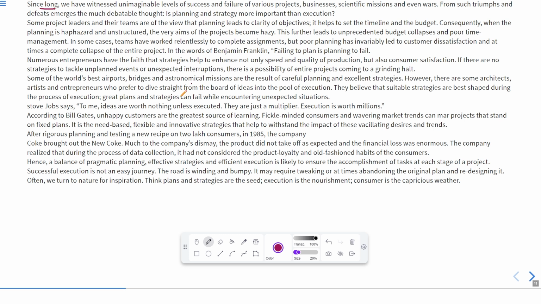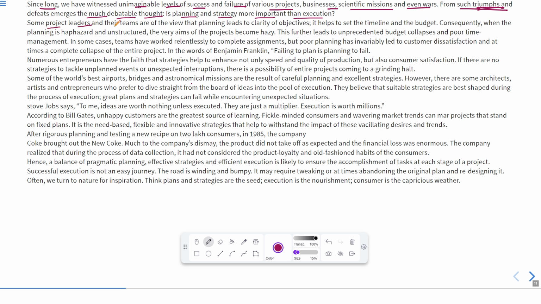Since long means from a very long time. We have witnessed means seen. Unimaginable, it means that cannot be imagined. Levels of success or failure of various companies, scientific missions and even wars. For such triumphs means victories, and defeats means when someone loses. Emerges the much debatable thought: is planning and strategy more important than execution? Now, planning means when we make plans for something to be done. Strategy means the planning process, or you can say the format that we have made to execute several things. And execution means when we particularly make it happen.